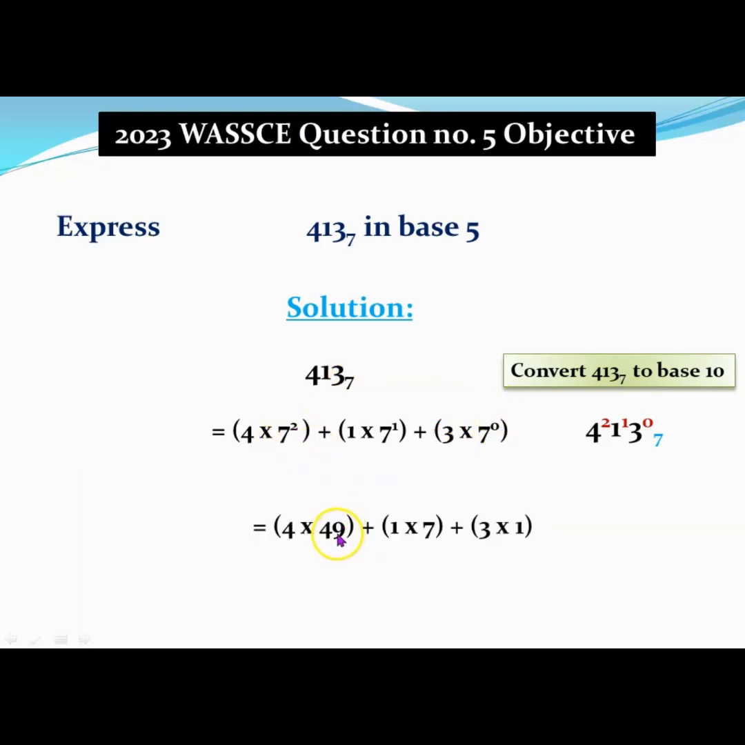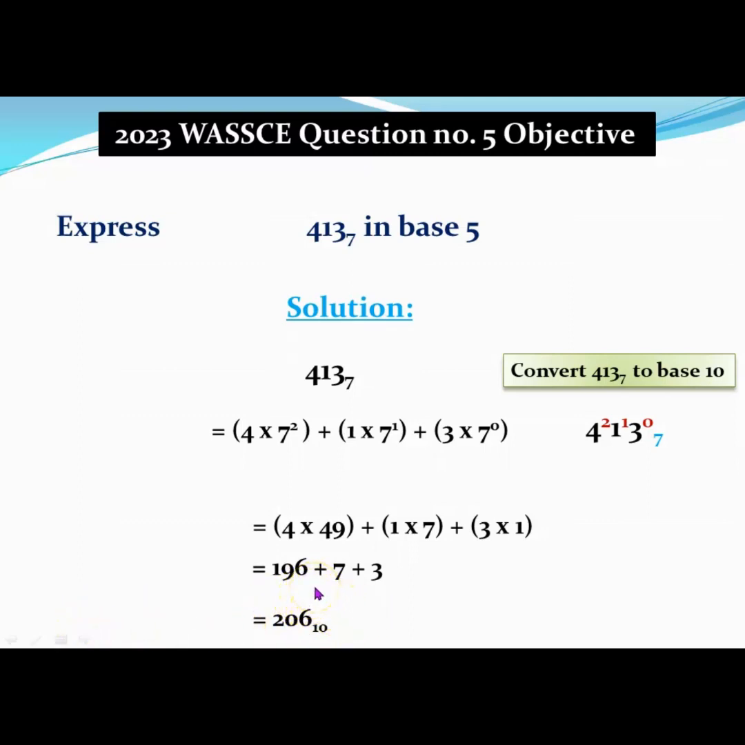7 to the power of 2 is 49, and 7 to the power of 1 is 7. 7 to the power of 0 is 1. Now we have 4 times 49 plus 1 times 7 plus 3 times 1. The result: 4 times 49 is 196, 1 times 7 is 7, and 3 times 1 is 3. So 196 plus 7 plus 3 gives 206. This is now in base 10. So we have converted 413 base 7 to base 10.